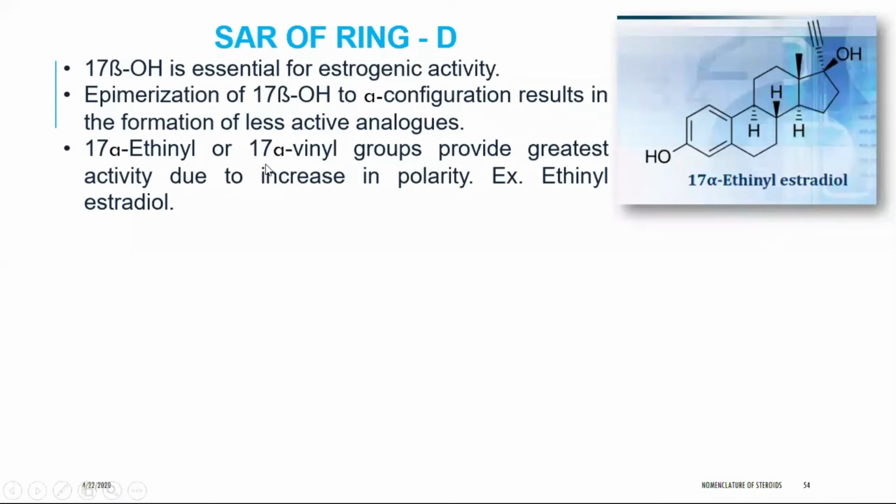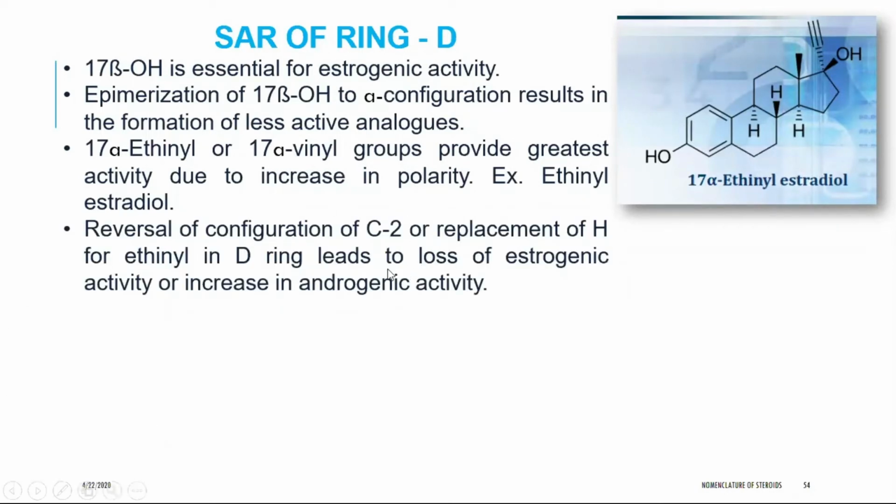A 17 alpha ethinyl or vinyl group provides the greatest activity due to an increase in polarity. So at the 17 alpha position, if we introduce an ethinyl group, meaning C triple bond C, or a vinyl group, meaning CH double bond CH2, that produces the greatest activity due to polarity. How is polarity produced? Because in these ethinyl and vinyl functional groups, with double or triple bonds, the carbon-carbon distance is very low and electrons are very near to each other, and that may cause an increase in polarity.